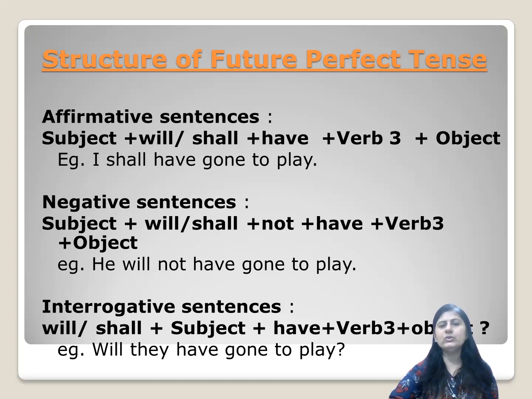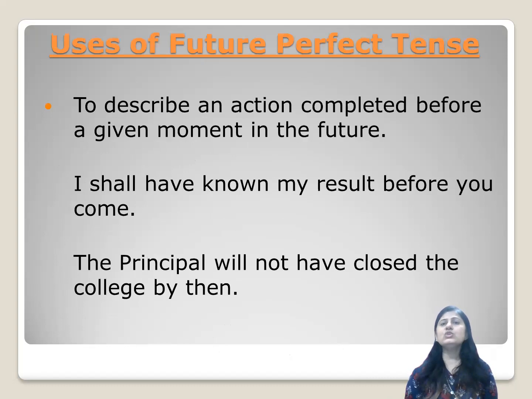Now let's see where to use this tense. Future perfect tense is used to describe an action completed before a given moment in the future. At some point in the future, this action will be completed. I shall have known my result before you come. You haven't come till now, you will come in the future, but before you come, this work will be over.